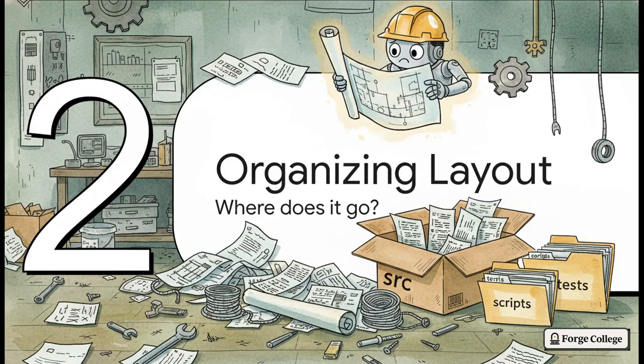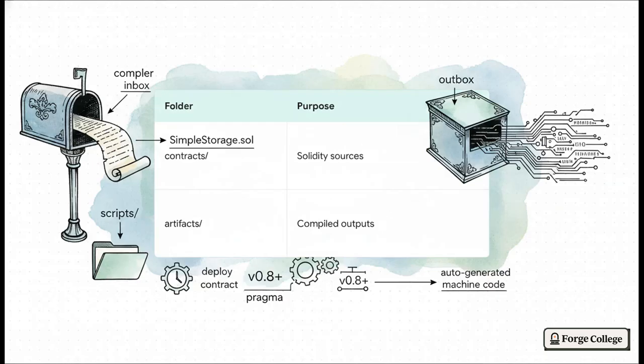Section 2. Organizing the project layout. Where does the blueprint go? So, a beautiful blueprint is completely useless if it's lost in a messy workshop, right? If you just leave your code lying around on the floor, the Hardhat compiler isn't going to have a clue where to find it. As you can see mapped out here, your SimpleStorage.sol file lives right inside the contracts directory. That's basically your compiler inbox.